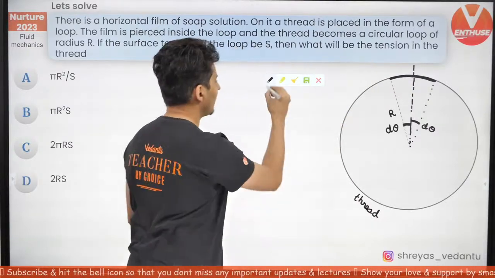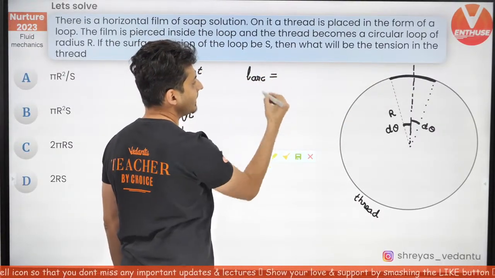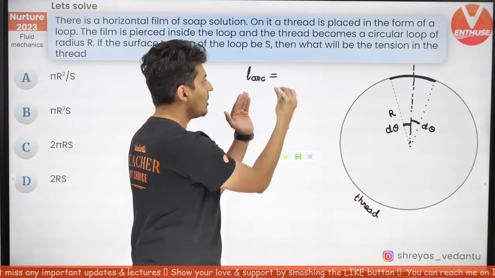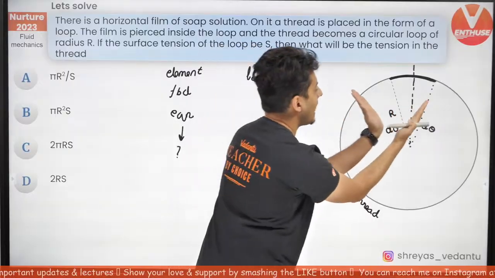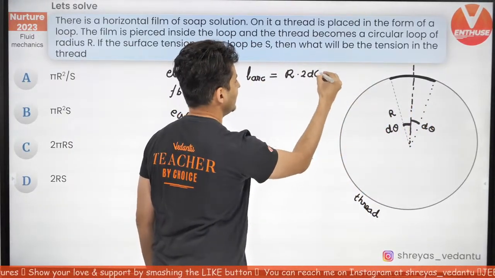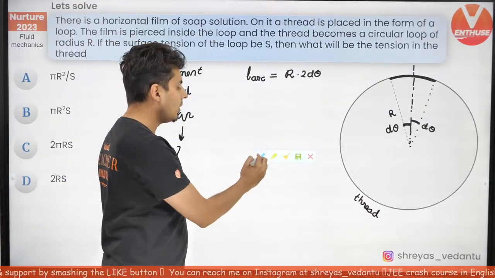The length of that arc, how much will it be? Length of the arc is r into the angle subtended. So r is the radius, and the angle subtended is d theta plus d theta, so it is 2 times d theta. That's the length of the arc. What are the forces acting on that arc?